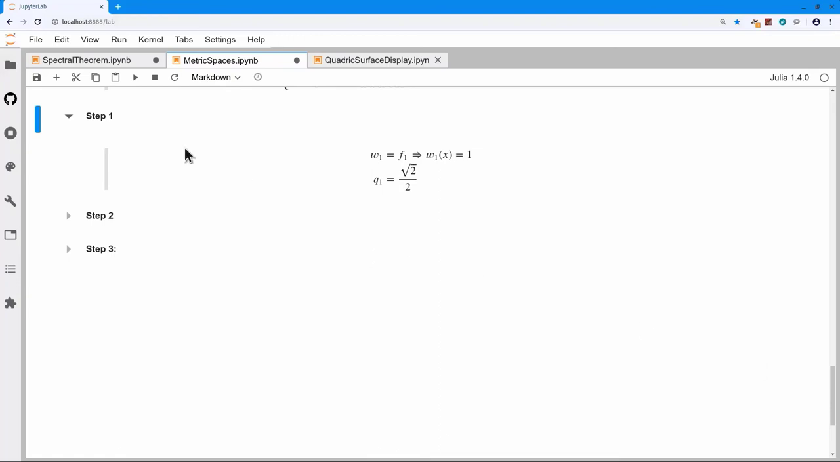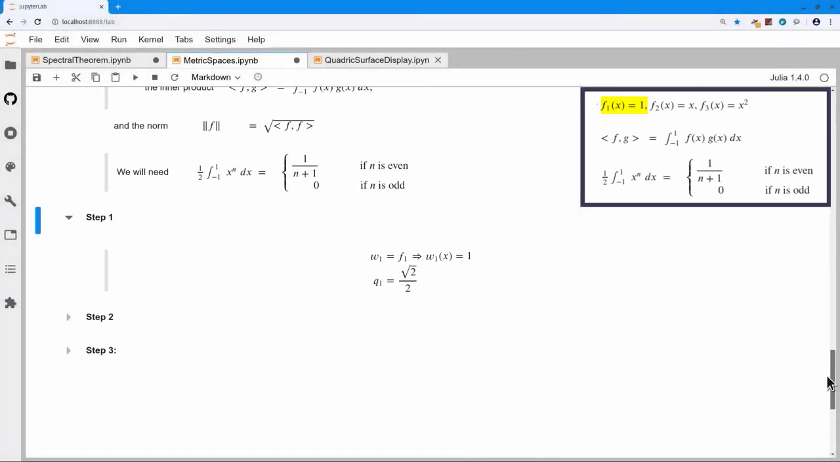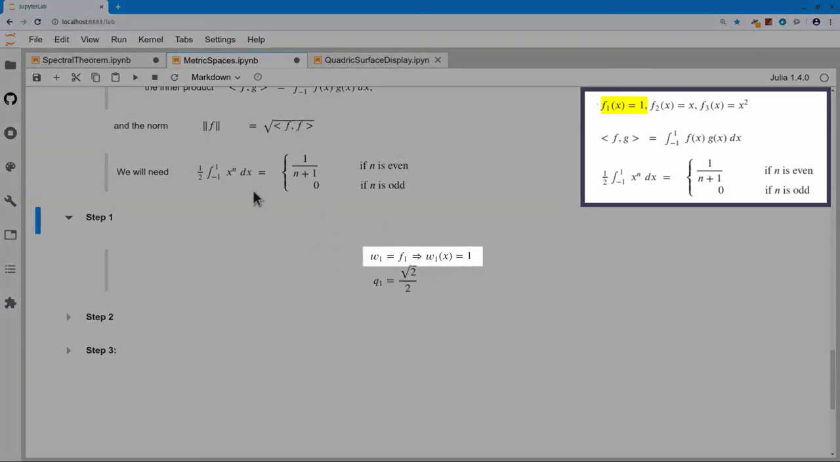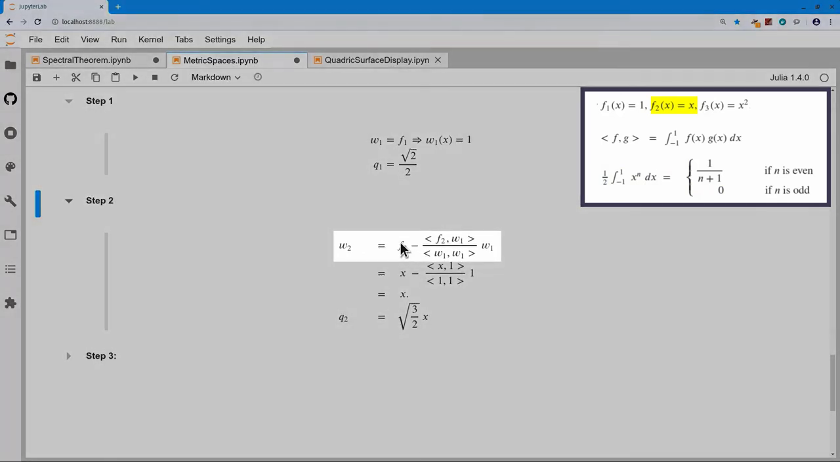Wherever you had a dot product before, we now have to put in that inner product. First step, w1 is equal to f1, and therefore our first vector w1 of x is equal to 1. If I normalize it, if I integrate f of x equal to 1 and divide through by the length, I just get square root of 2 over 2. The second step, function w2. Well, w2 is f2 minus f2 dot w1 over w1 dot w1 in the w1 direction.